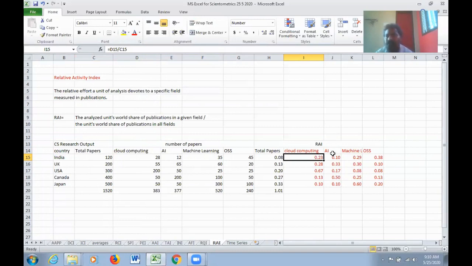So if you see the relative activity index, we could see here, machine learning and open source software are the most prominent research areas of India, because our relative activity index is higher in terms of those. And if you take UK or USA, their relative index is strong in cloud computing. They're very strong in cloud computing. So you can find out the subdomains of a particular research area where a particular country is more dominant. Either you can do it for a country, for an institution, or for an individual. You can calculate the relative activity index.